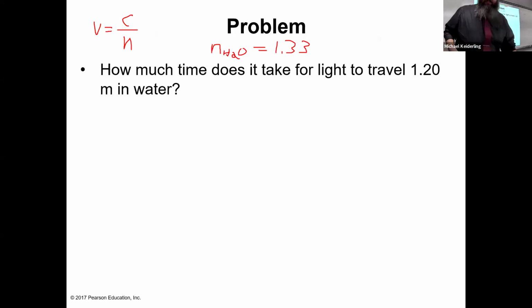Oh, and c, the speed of light in a vacuum, is 3 times 10 to the 8 meters per second.